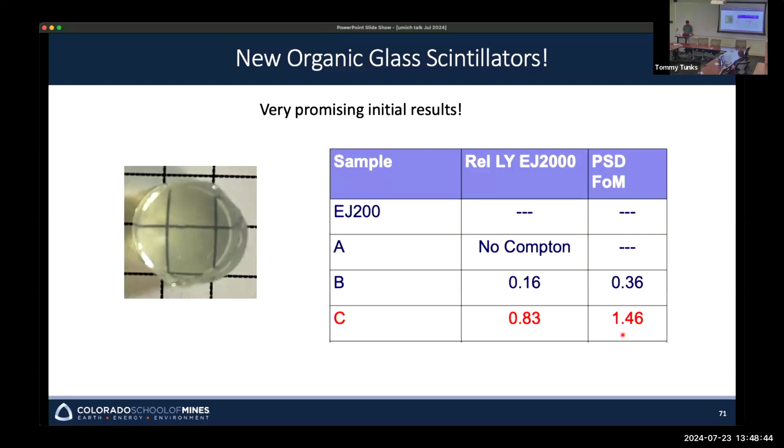So this is already just an organic glass that we made in our lab. We shipped it off to Patrick, and we got quite a good PSD. We now have about 10 promising materials in our lab that we're going to be sending off to Patrick to test in this area. So we're hoping that this area will kick off as well.